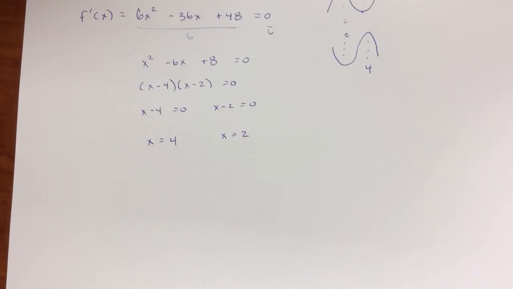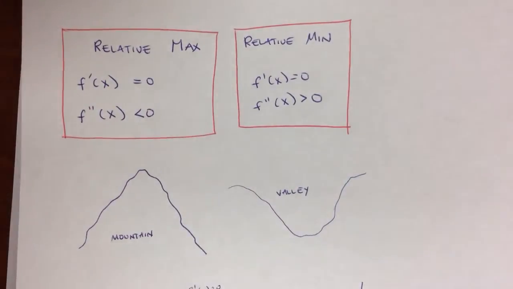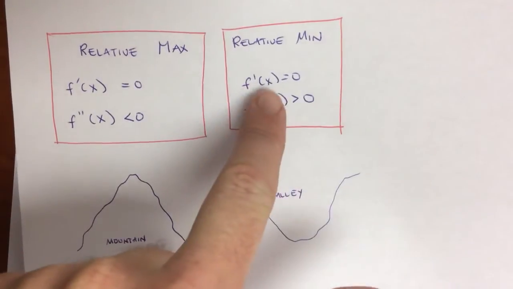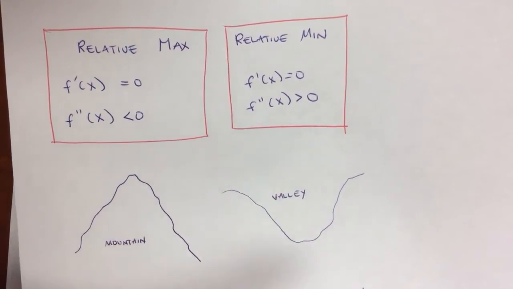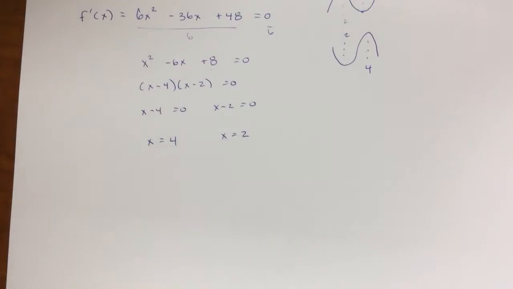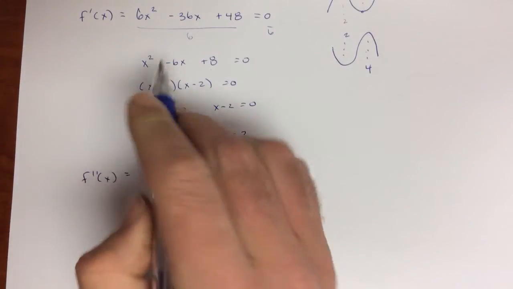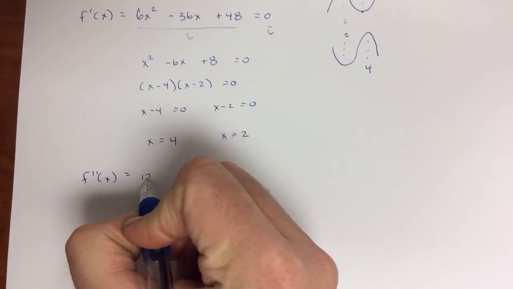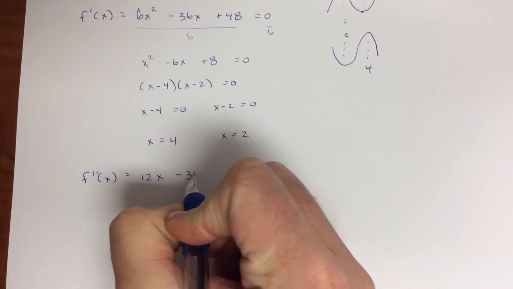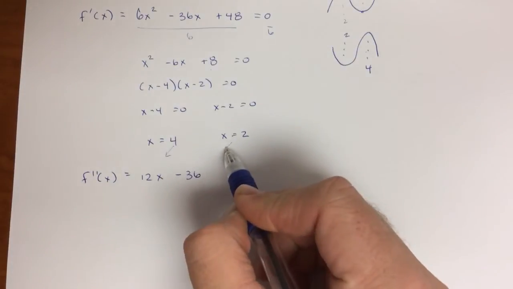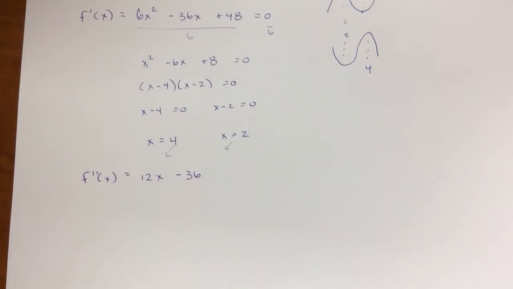If we recall, earlier we saw this equation here. Relative max and relative min both have the first derivative equal to 0. But now I need to take the second derivative and solve out what that is. So let's take the second derivative, which is just the derivative of the first equation. So I get 12x minus 36. And now I need to plug 4 and 2 into this equation.